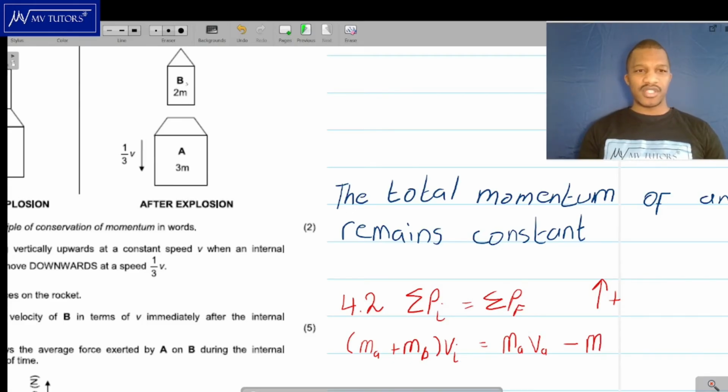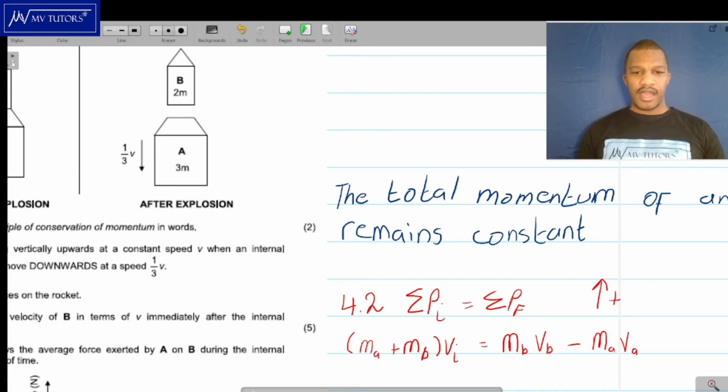Actually, let me just be consistent with what they called these. Let me call it B instead of A. So I'm going to rub this out, because I just want to make sure that I'm consistent with the naming here. I'm actually talking about mass B, and it's velocity B, and since A is going in the opposite direction, it's going to be mass A times velocity A.